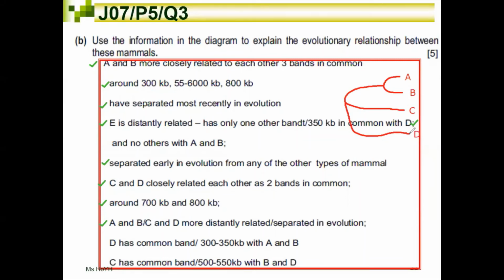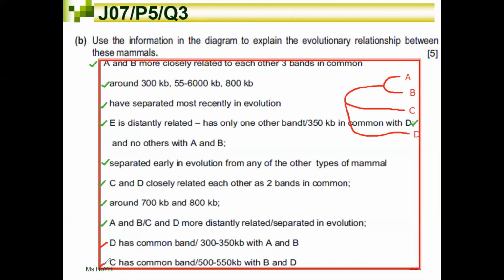C and D got a common ancestor long time ago, which is similar to A and B. So all of them got one common ancestor at the same time, because all of them only got one band similar, right? That means all of them only got one similar ancestor long time ago. So that's why I joined all of them together to one common ancestor based on the fact there's only one band similar. Okay. D has common band with A and B. C has common band with B and D.